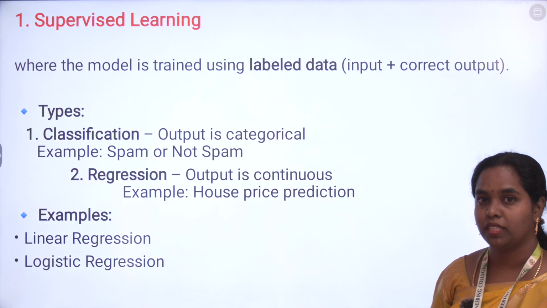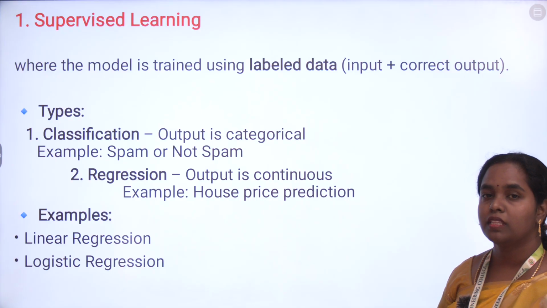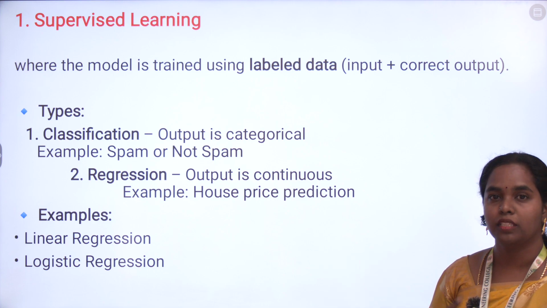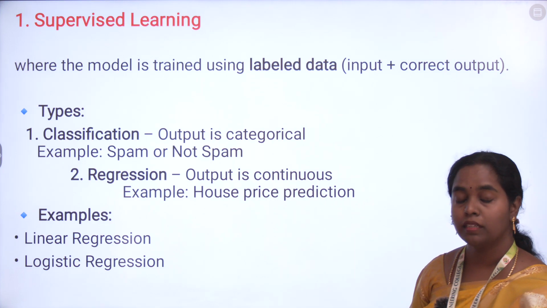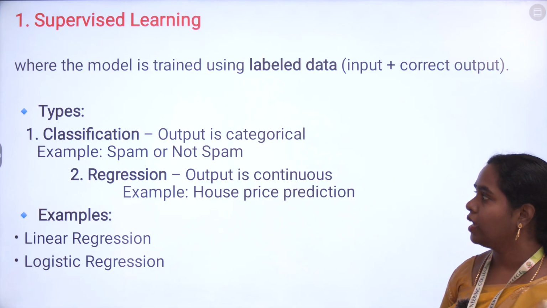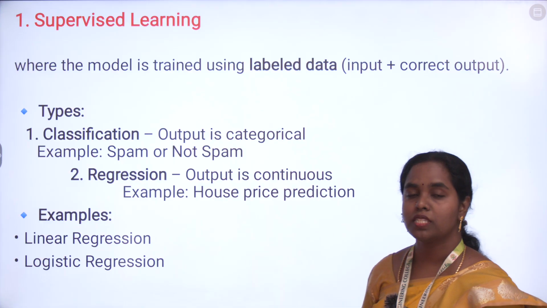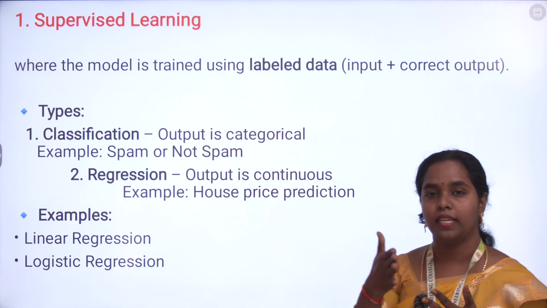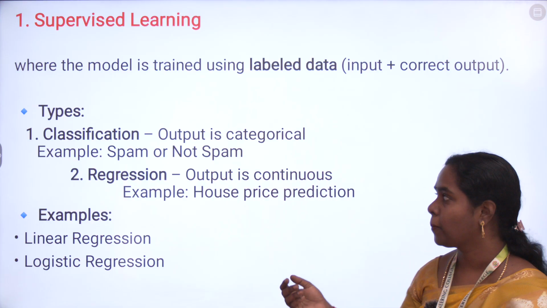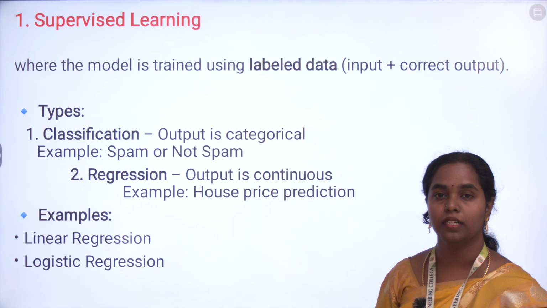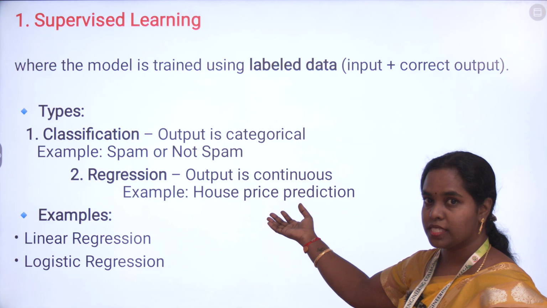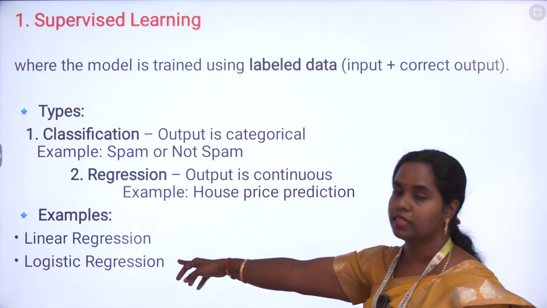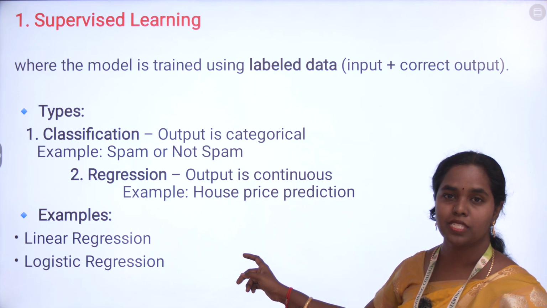Next, types of machine learning. First one is supervised learning. This model is based on labeled data. We have both input and output. There are two types here: classification and regression. Classification is where the output is categorical, for example whether the data is spam or not spam. Regression is where the output is continuous, for example house price prediction. Examples of supervised learning are linear regression and logistic regression.